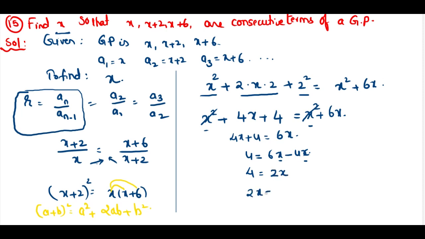Then we can write 2x equals 4, which implies x equals 4 divided by 2. 2 ones are 2, and 2 twos are 4. So, the final value of x that we got here is 2. The required value of x is 2.